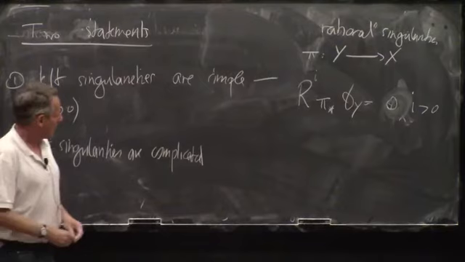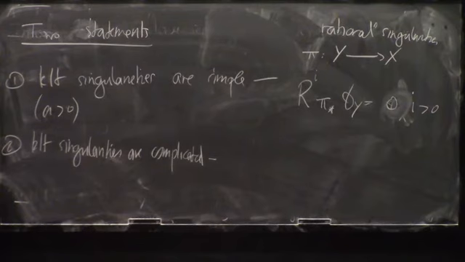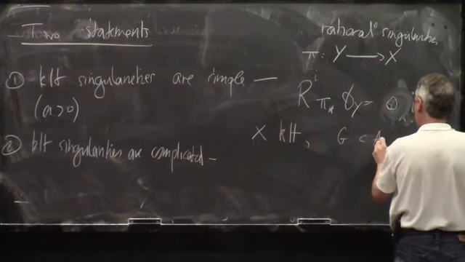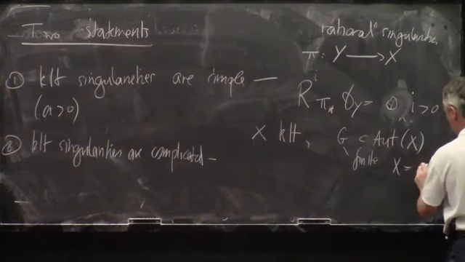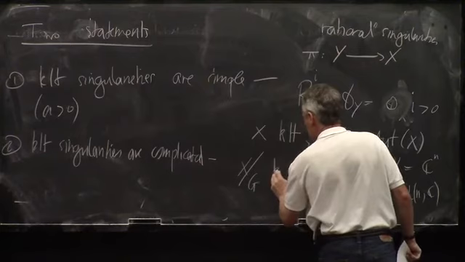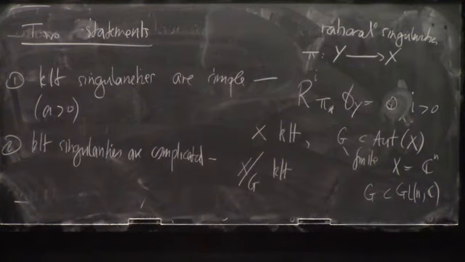But in some sense, they're complicated. What do I mean by that? Well, let me just show you how to generate lots of examples. For example, if you take X which is KLT, and you take G to be a finite subgroup of the automorphism group of X, so X, let's say C^n, would be nice, and G a finite subgroup of GL_n of C, then of course X mod G is KLT. So that gives you a lot of examples. It's sort of worse than that, though. All sorts of things.